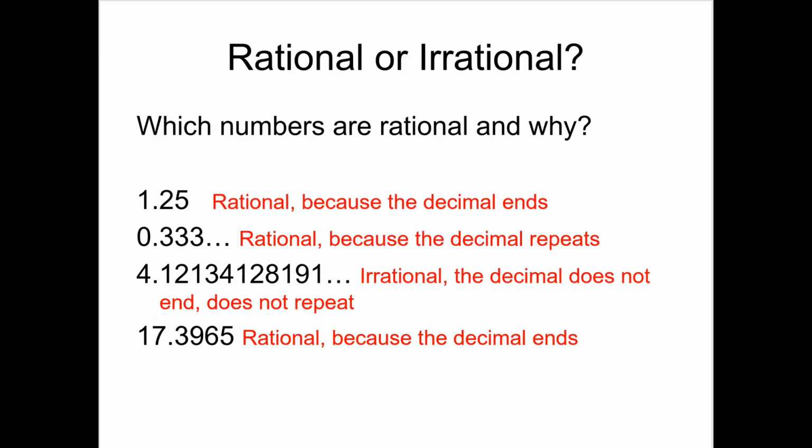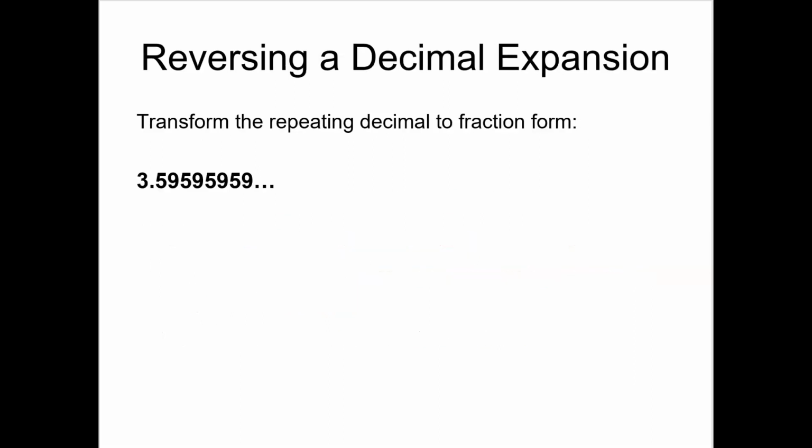1.25 is rational because the decimal ends. 0.33 is rational because the decimal repeats. 1.2134128... There's no pattern here, and it's not ending. And this ends, so it is rational. We're going to pause here, and when we come back, we're actually going to reverse the decimal expansion.